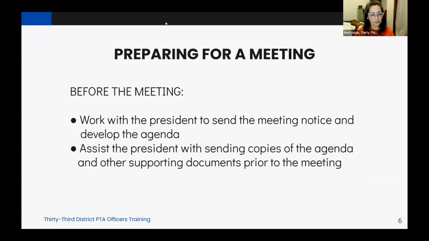Before the meeting, you would work with the president to send out a meeting notice and develop the agenda. You would assist your president with sending out copies of the agenda and any other supporting documents, like financial reports, prior to your meeting. If you are so lucky to have a corresponding secretary, your corresponding secretary will do this job. Otherwise, it's going to fall on you.